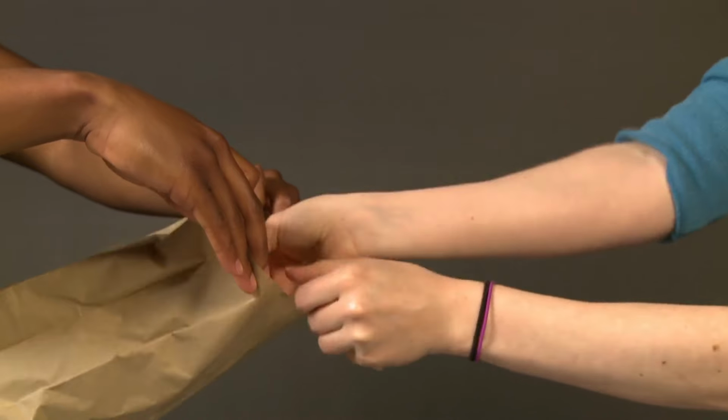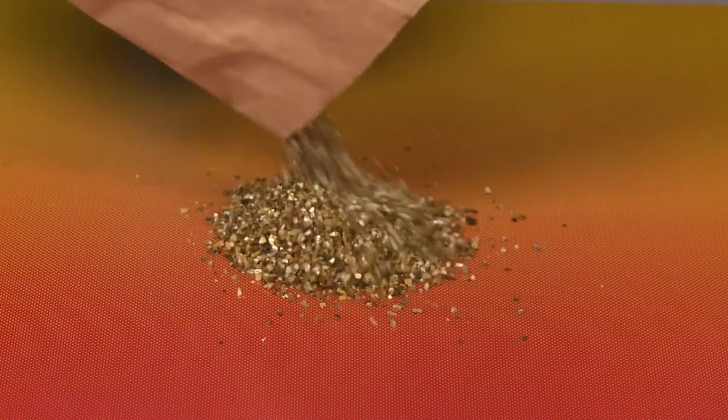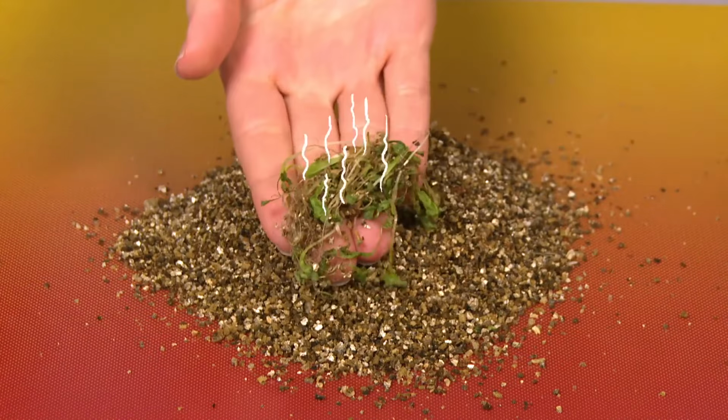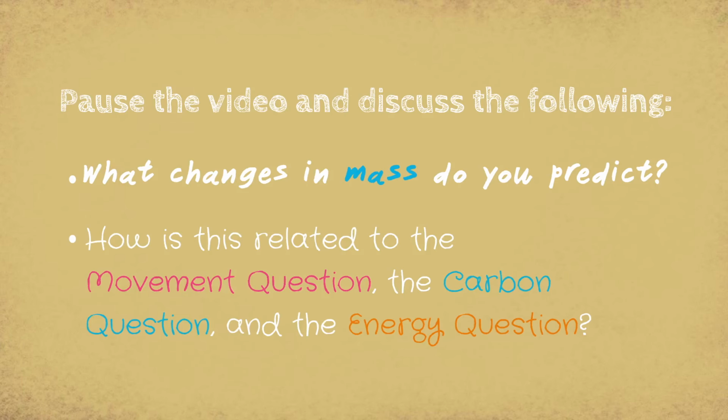Now that the plants have grown, the next step is to dry them out and dry out the vermiculite. We don't want to weigh any water, just plant and soil mass. What changes in mass do you predict? And how is this related to the movement question, the carbon question, and the energy question? We'll pause again here while you make your case.